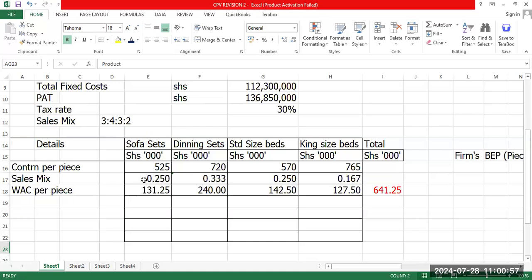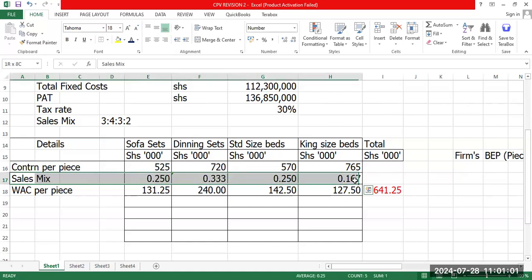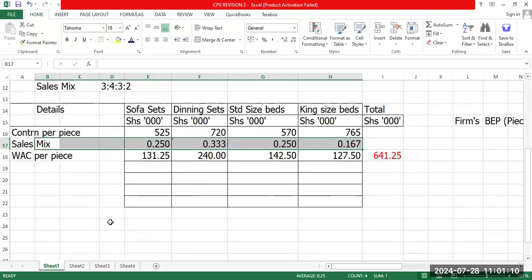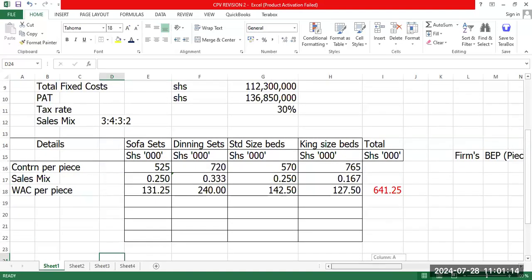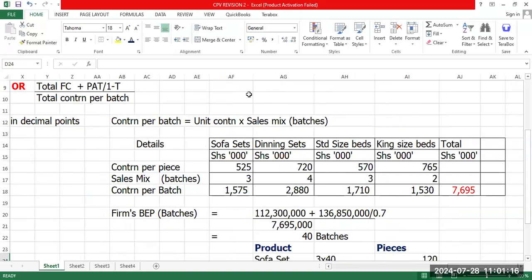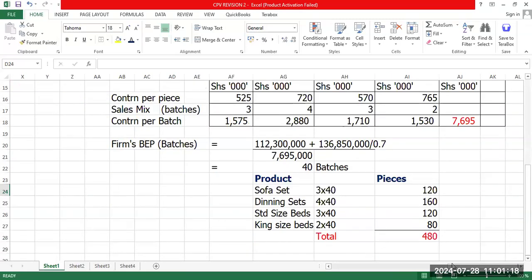It even helps you when you are converting your things, because here you will already have your sales mix in decimal points, and it can be easy to convert this to other things, as we are going to see in other questions. So the choice is yours, whether you're going to use method 2 or method 1.